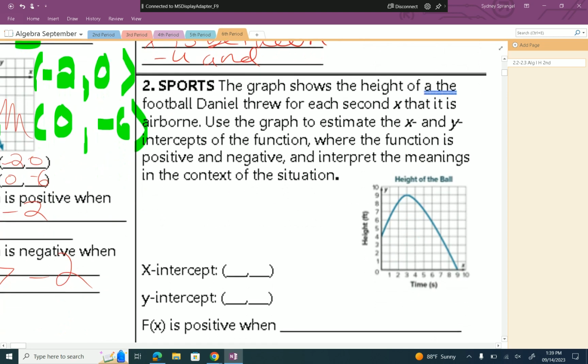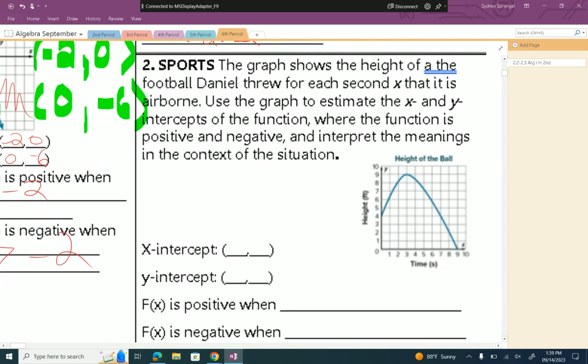But whew. Anybody want to read the sports one? Any of my football players? I was deciding because I have some kids in second period who play football. I was either going to put one of your names or theirs, but I put their name because I put Seamus as the detective. Okay, go for it.